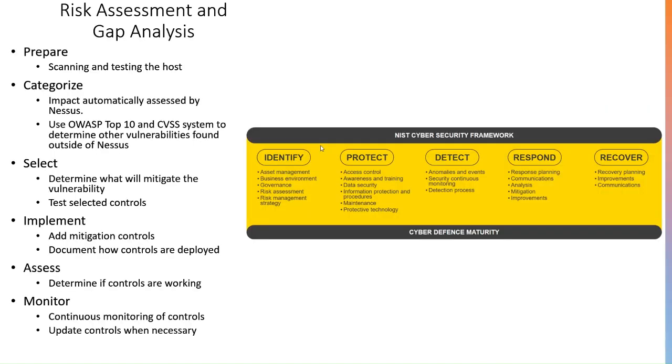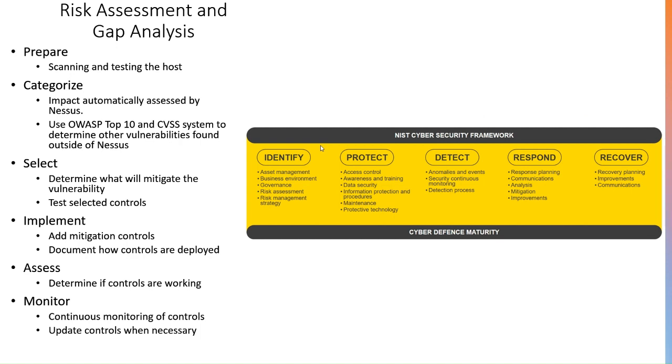So the risk assessment and the gap analysis for this particular host, Metasploitable 2. Basically, what I did here is I used the NIST security framework for the gap analysis and the risk assessment. We're going to do the scanning and testing of the host, and then see what impact. The impact is usually automatically assessed by Nessus. But we also have ways of using CVSS, the CVSS system, and the OWASP Top 10 to make other determinations of how serious a vulnerability or a risk is.